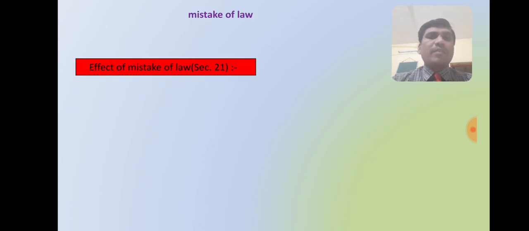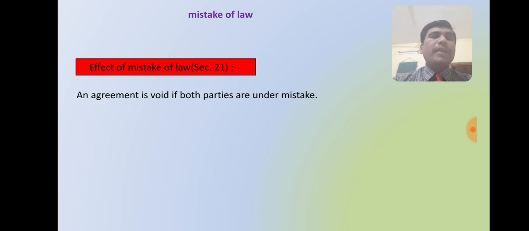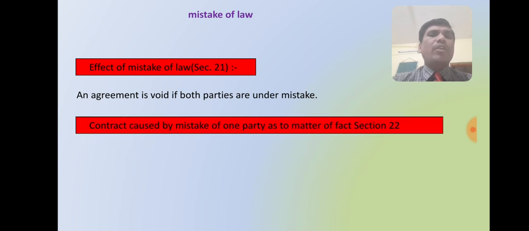Mistake of law, section 21. An agreement is void if both parties are under mistake. For example, both parties are selling and purchasing a horse; the seller and purchaser are at one place and the horse is at another place, and the horse has died due to lightning, and the owner of the horse doesn't know anything. So this is a clear-cut matter of mistake, and they don't know anything. Contract caused by mistake of one party as to matter of fact, section 22.